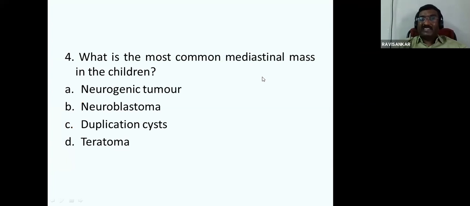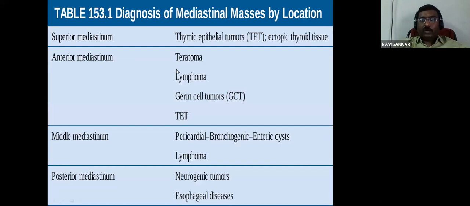So what is the most common mediastinal mass in children? Okay, not the neuroblastoma. So remember, in the anterior mediastinum the most common mass will be the thymus, whereas in the posterior mediastinum the neurogenic tumors are the most common.